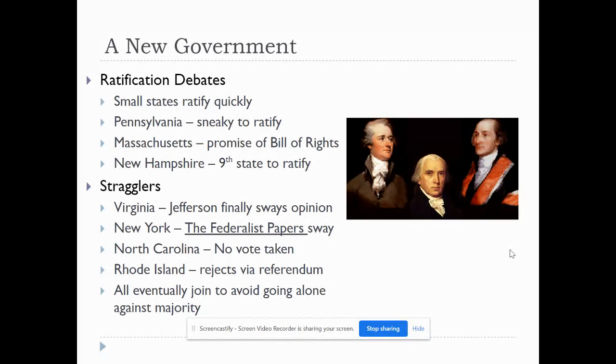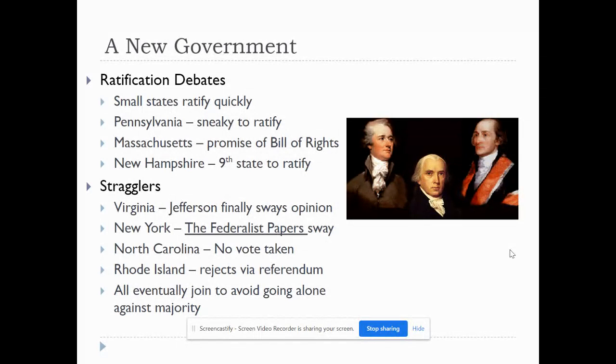page. Virginia basically is won over when Jefferson finally sways over to that side because Madison basically convinces him of it. So once Jefferson kind of signs off, it kind of trumps George Mason and Patrick Henry. And let's be honest, as soon as Massachusetts gets the Bill of Rights as a promise, they kind of join the fold. New York comes in because of the Federalist Papers.